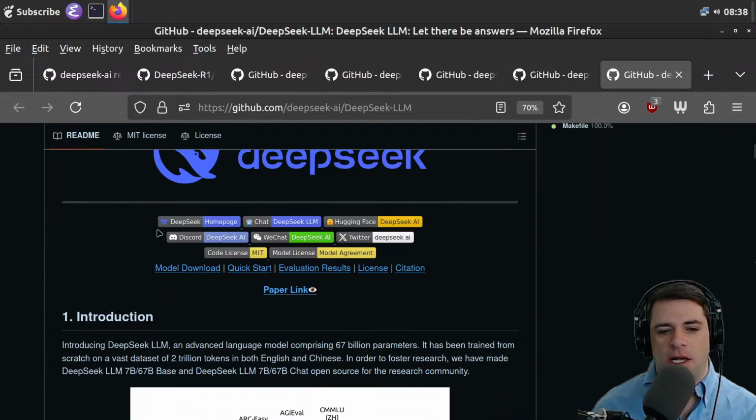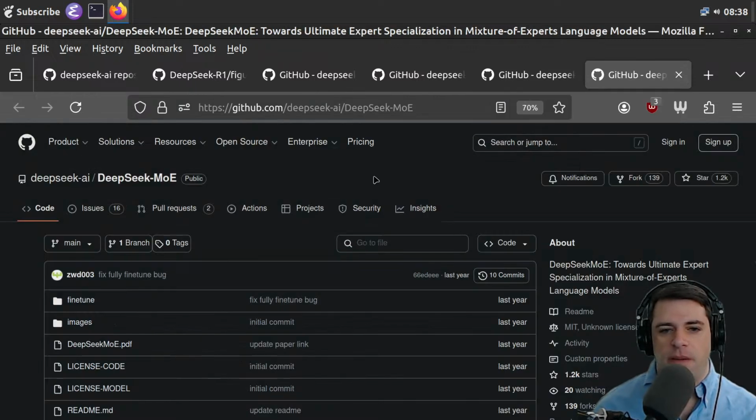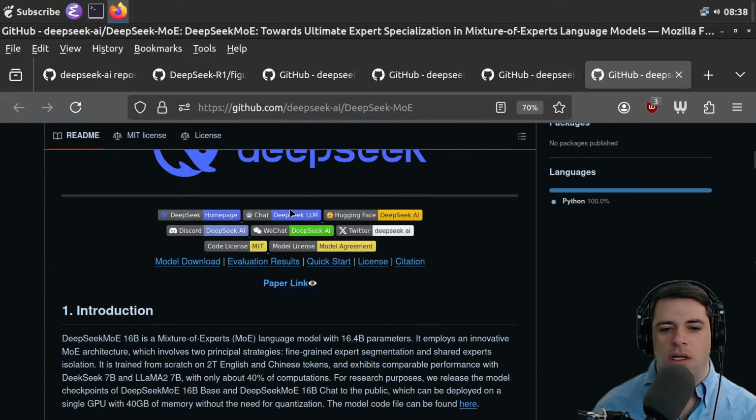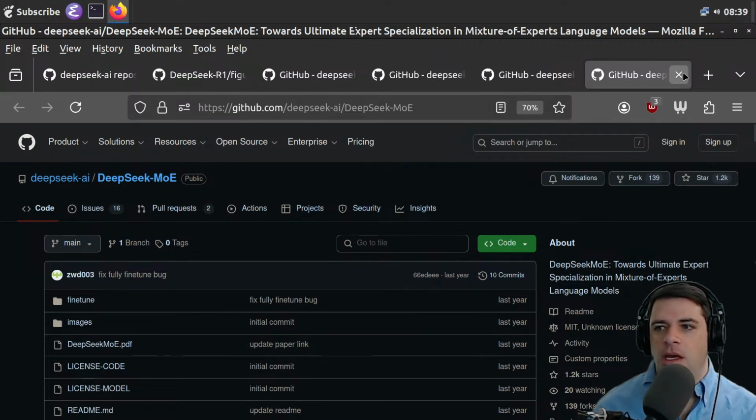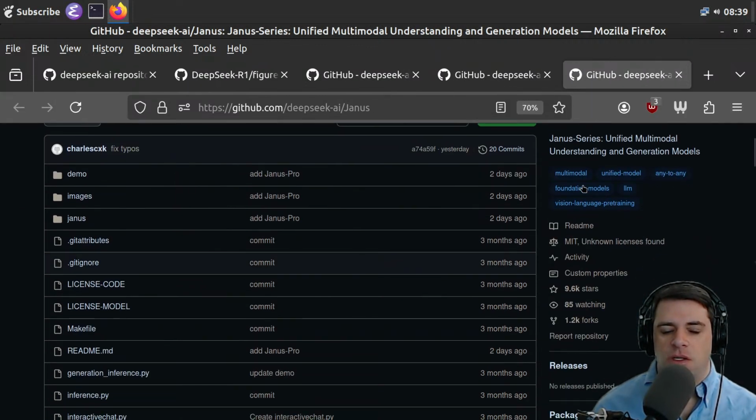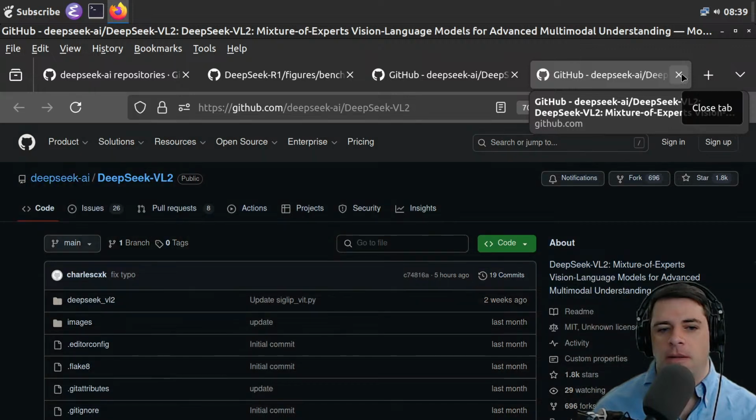This Deepseek LLM, I believe, is the first paper. Deepseek MOE is a 16 billion parameter model. So this, I think, is Deepseek V1 era. Is this just a paper again? Yeah. Okay, so we have lots of papers. Do we have anything else?